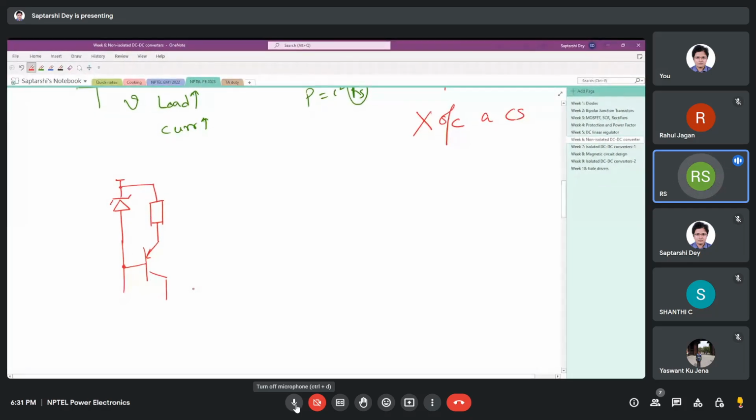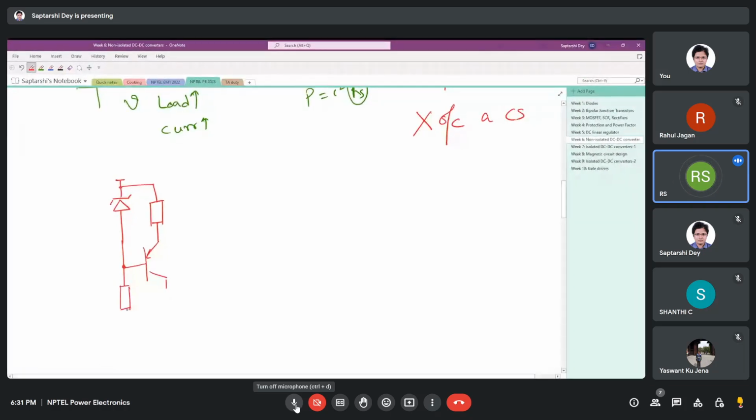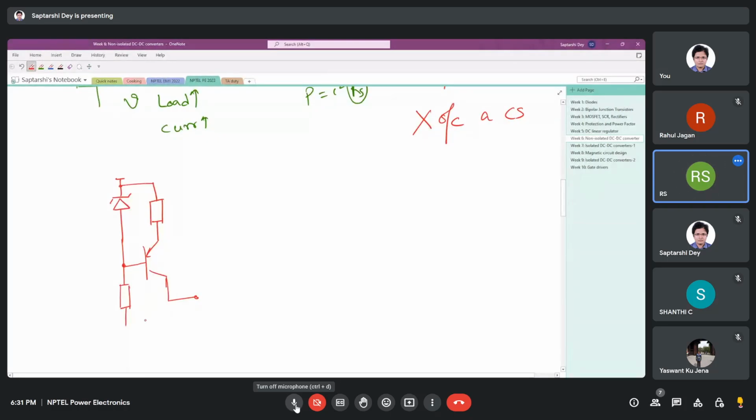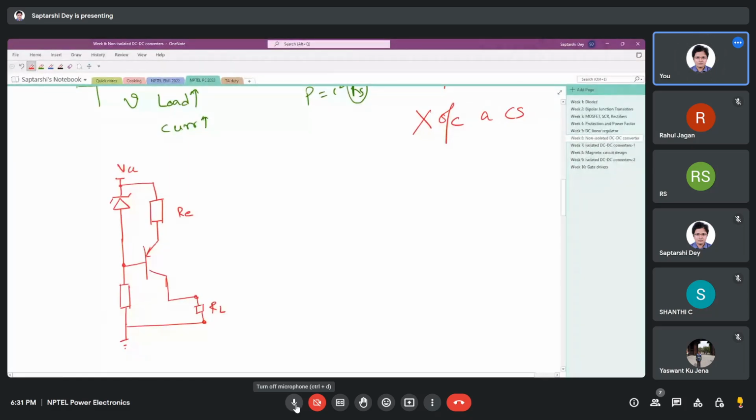Yes, some Rs will be there on the left side. On the collector, some resistance will be there. That is a load resistance. Okay, we can connect, so my load is coming here, right? And this is some RE, this is some VCC, this is the ground, right? So basically what we have here on our left hand side is, we can say, the shunt regulator, right?